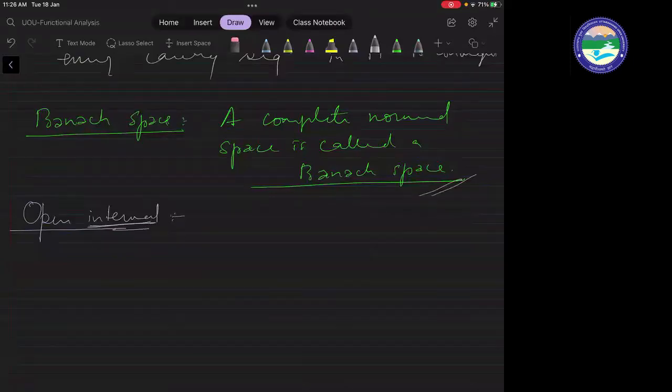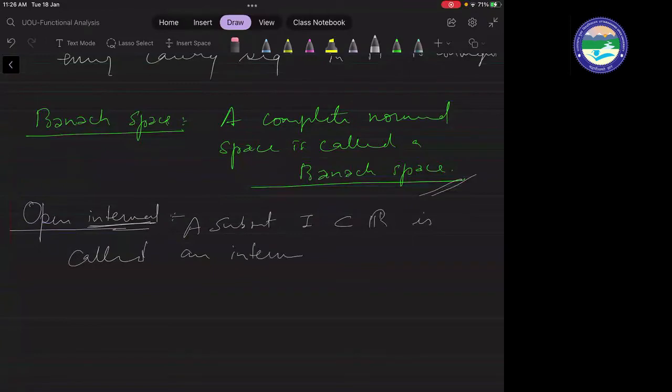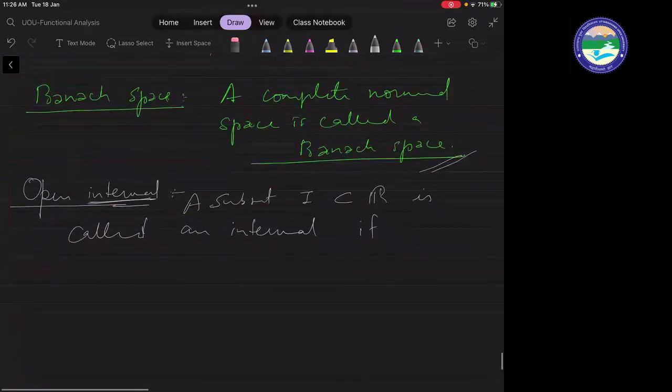What is an interval? A subset I of R is called an interval if a, b belongs to I implies every x with a less than x less than b belongs to I. Okay, let me write this. If a comma b belongs to I, and a less than x less than b, this implies x belongs to I.